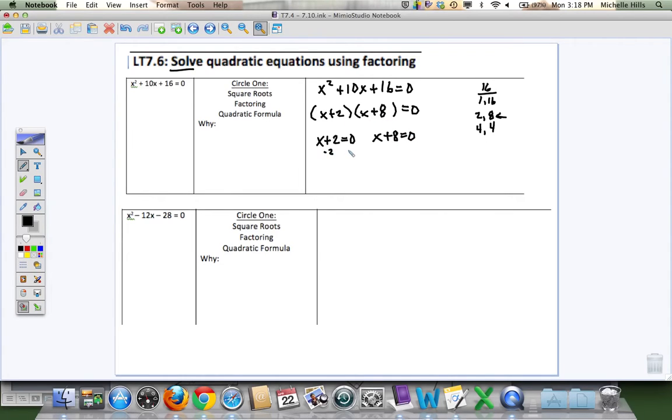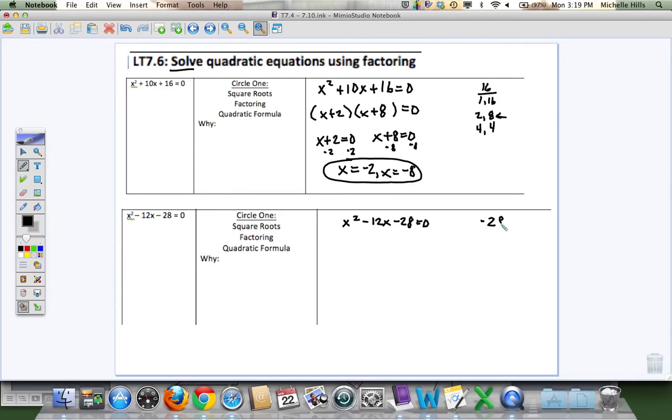I would subtract 2 from both sides to solve to get x equals negative 2 as one of my solutions. Subtract 8 from both sides to solve here to get x equals negative 8 as my other solution. So if I graph the parabola y equals x squared plus 10x plus 16, it would cross the x-axis at negative 2 and at negative 8. Again, another one for factoring, x squared minus 12x minus 28 equals 0.